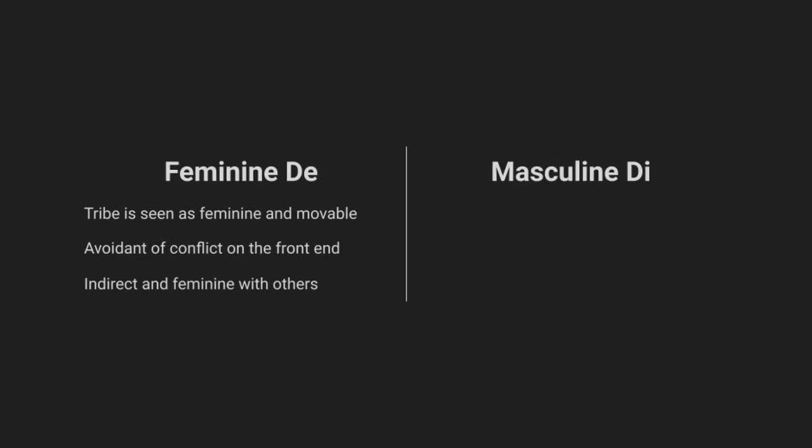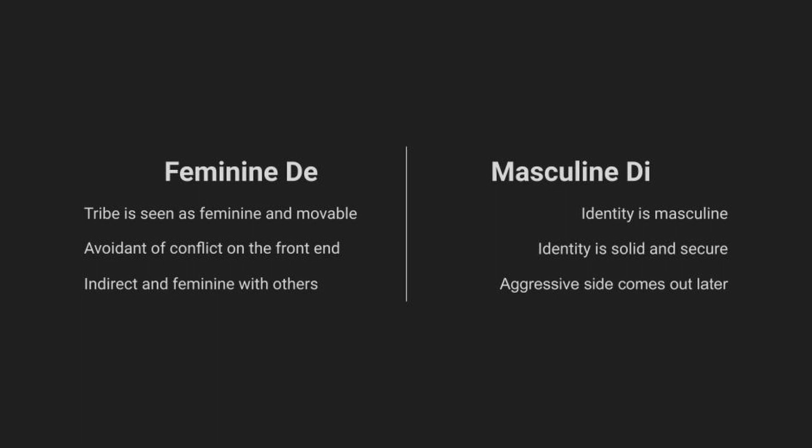In the second case, your DE is feminine and your DI is masculine. In this case, you see the tribe as feminine and movable. You tend to avoid conflict on the front end. You engage in a more indirect and feminine way with other people. With that, your identity is masculine. It's solid and secure. You prefer to not move it for others. Your aggressive side comes out later, when you feel that conflict can't be avoided any longer. So this is how we track feminine and masculine energy in the types.